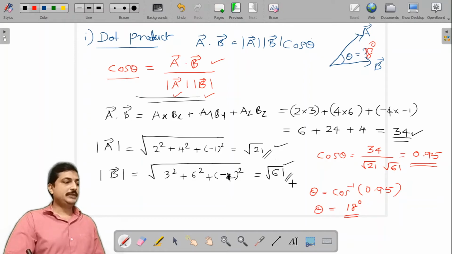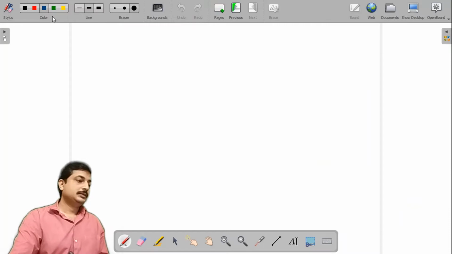Okay, next we should try to find this angle theta between the same vectors A and B by using the cross product, and we have to verify whether we get the same answer, 18 degrees. Okay, now let us use the cross product.